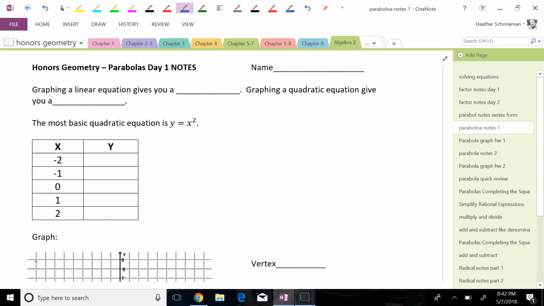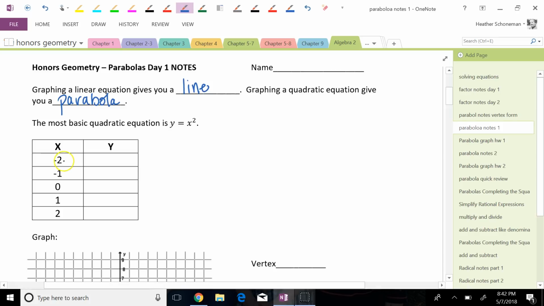So what you know previously is that graphing a linear equation will give you a line, but now we're switching to quadratic equations, which will give you a parabola. Now, the first time we graph this most basic quadratic equation, I want to use a table, and then after that we will be done with tables.